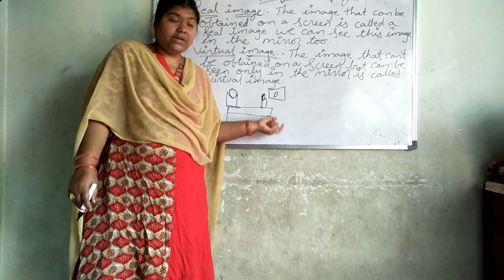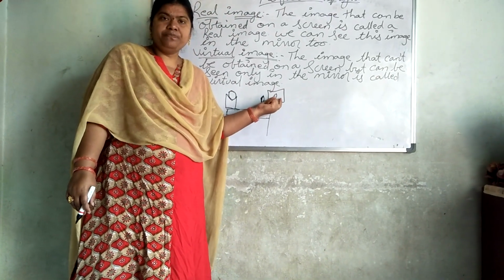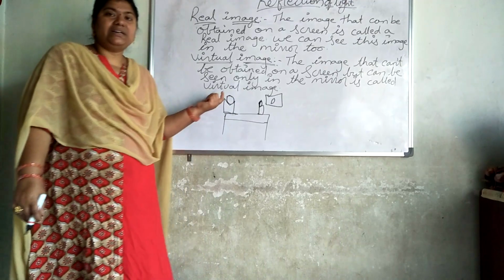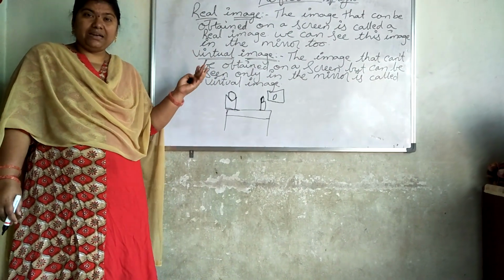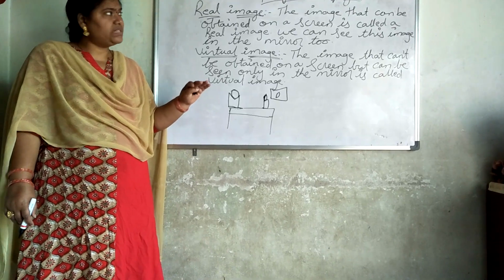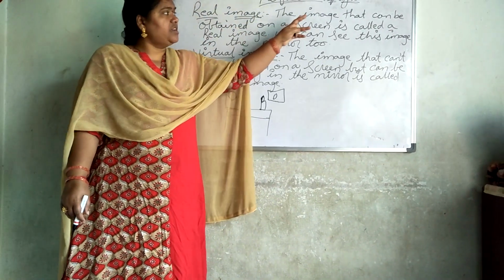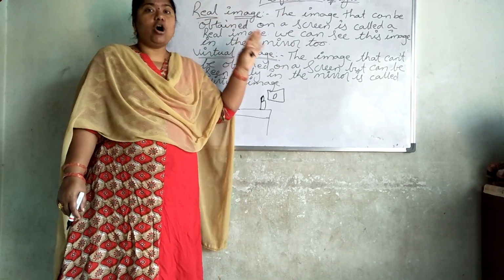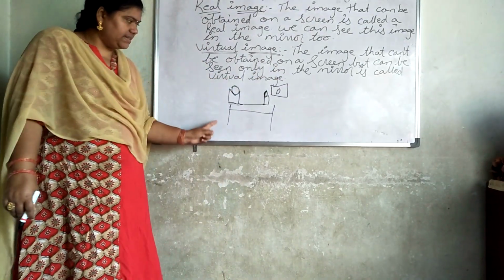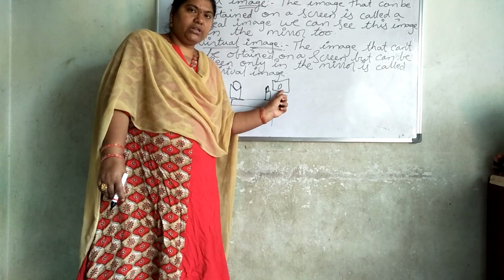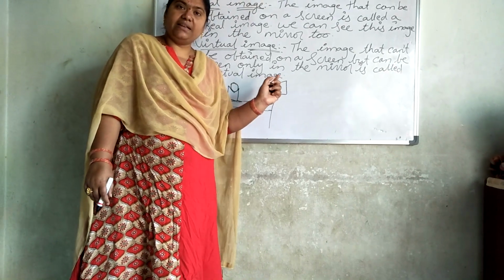If it is virtual, it won't be formed on the screen. If it is real, it will be formed on the screen. Now, did you understand what is real and what is virtual? Once again, see the definition: the image that can be obtained on a screen. If you do the experiment like this and an image is obtained on the screen, then we will say it is a real image.